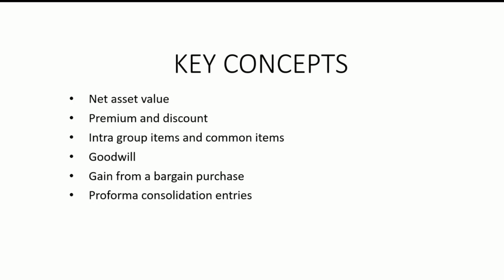Intra-group transactions take place between a holding company or a parent and a subsidiary. We'll look at goodwill. What is goodwill? How do we calculate goodwill? How do we account for goodwill? And again, from bargain purchase, and then we will learn what are called the pro forma consolidation entries. So we're going to be learning about all these things today.